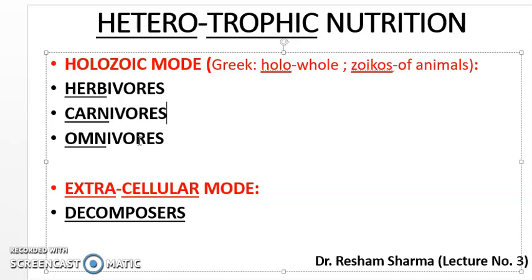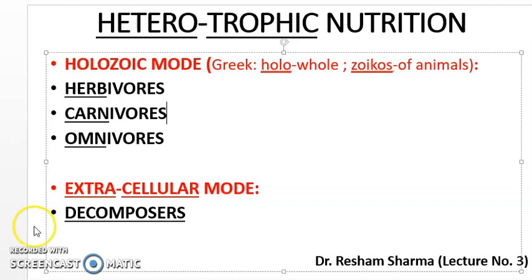And then we have the omnivores. So omni means all. These are the organisms which can have a plant-based diet as well as feed on other animals and animal products. For example, on a large scale, human beings can be considered a good example of omnivores. Crows can be considered a good example of omnivores. Bears too. So you can have a number of examples.